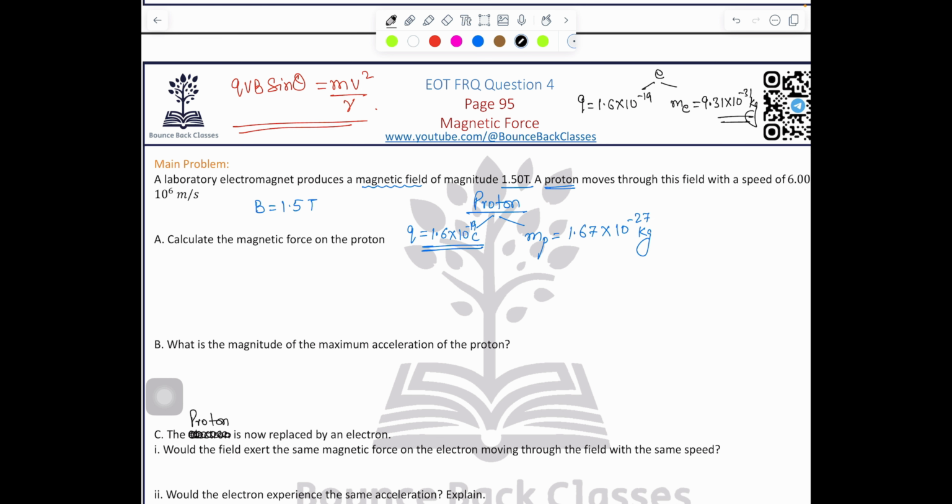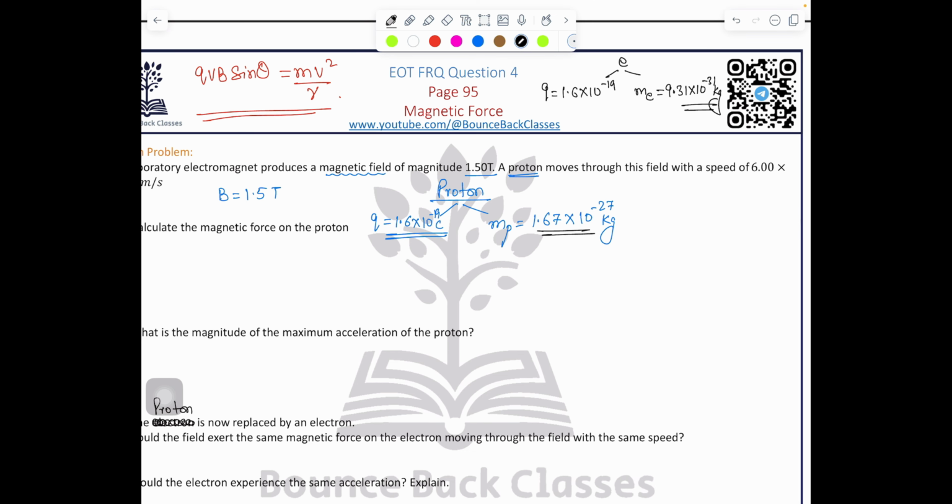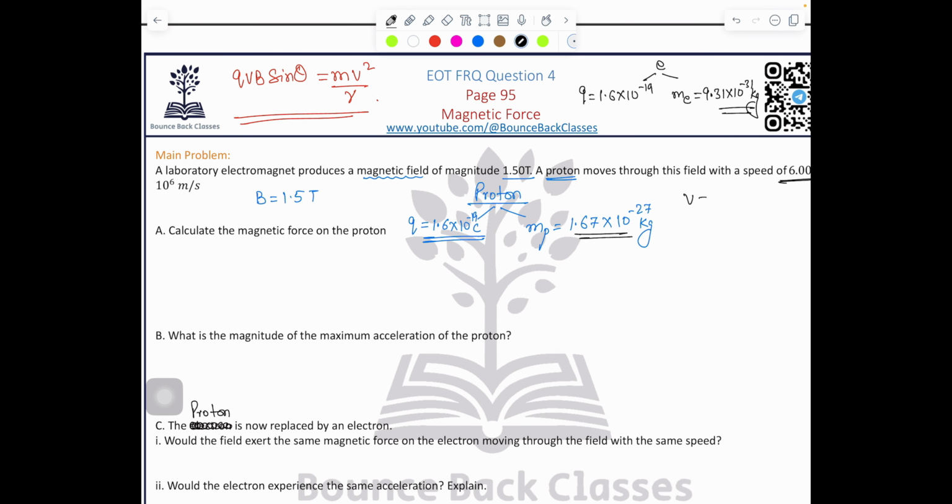You can check these values in your formula booklet also, so no need to worry, just remember all these things. Move through this field with a speed. Velocity is 6 multiplied by 10 raised to power 6 meter per second. Four factors are given. What we are looking for is the magnetic force.